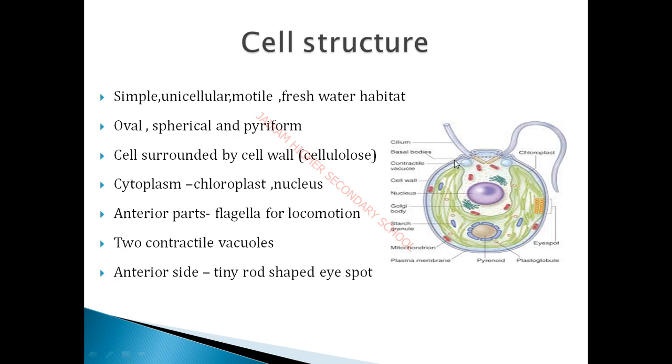So once again I'll say the cell structure: it is oval, spherical or pyriform, and the whole cell is surrounded by a cell wall made up of cellulose. Inside you can see the cytoplasm with a large chloroplast which gives green coloration to the algae. In the center you have a prominent nucleus with a nuclear membrane, and in the anterior part you can see flagella for locomotion, two contractile vacuoles for the storage of food particles, and a tiny rod-shaped eye spot which is mainly for protection.